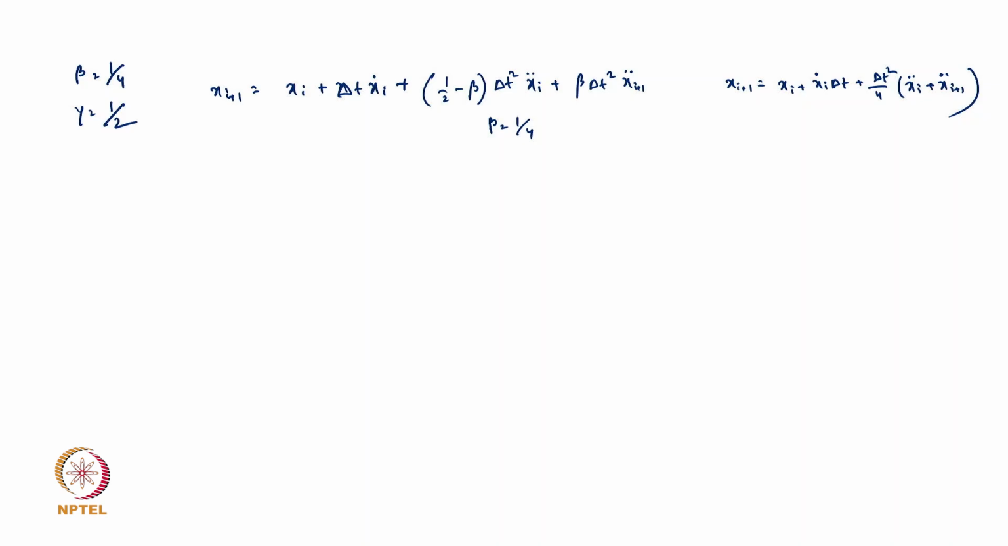Your scheme will remain explicit, no problem. Once you are solving xi plus 1, you are using the data of xi plus 1 double dot. Okay. And what happened with this?